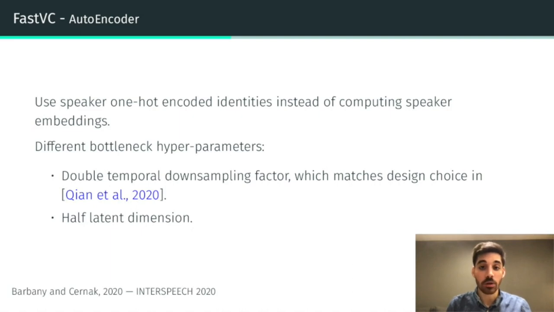The autoencoder module is the core of voice conversion. FastVC uses one-hot encoded speaker identities instead of speaker embeddings. This means that we don't allow zero-shot voice conversion, but this was not a desirable feature. Also, FastVC has different hyperparameters in the information bottleneck than AutoVC. AutoVC applies two kinds of information bottleneck. First of all, it applies a temporal downsampling and also a dimensionality reduction. FastVC applies twice as much temporal downsampling and has half the dimensionality that AutoVC has. This is to ensure that the latents are speaker independent.